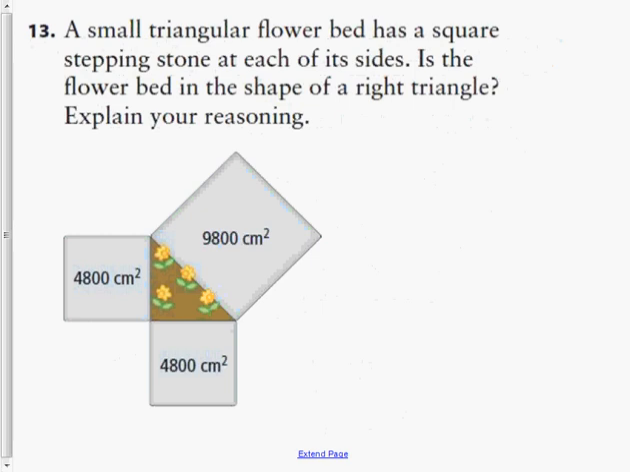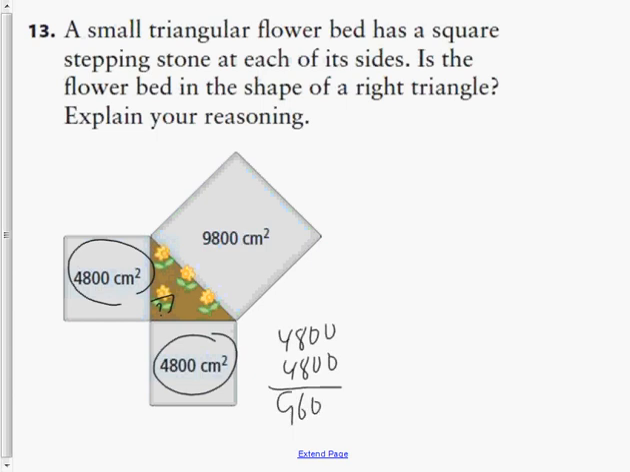Question 13, a small rectangular flower bed has a square stepping stone at each of its sides. Is the flower bed in the shape of a right triangle? It's a fancy way of saying, is this a 90-degree angle? So 4,800 plus 4,800, if I did it without a calculator, is 9,600. This is 9,800, which means this is, again, not a right angle. If it was, this would be 9,600, but it's not.